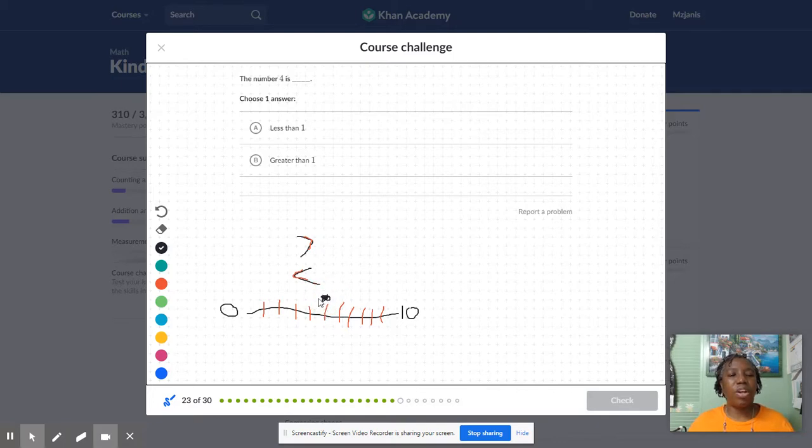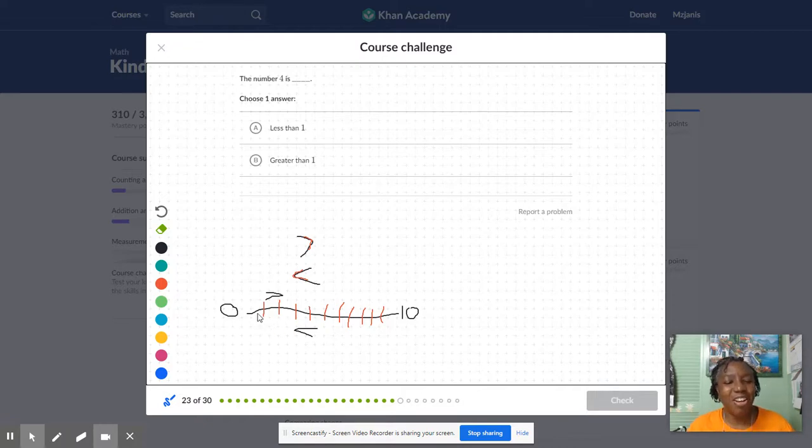That's the number 4. So in order to get to 0, you got to go that way. But from 0, you got to go that way. So which one are you choosing? 0, 1, 2, 3, 4. Oh my goodness. Why did y'all say that I was wrong? Come on, you guys. I need help.